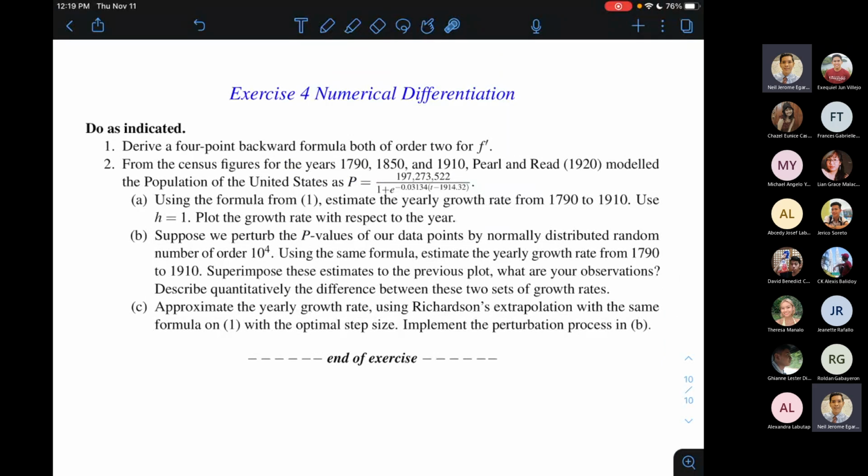Baka i-bash nyo siya. Pero anyway, so first item, derive a 4-point backward formula. Bakit both of order 2 for f prime? Siguro wala dapat both. So kailangan lang ng 4-point backward formula of order 2 para kay f prime. Okay? And then sa part 2a, i-implement nyo lang yung method na yon using the data from this reference.